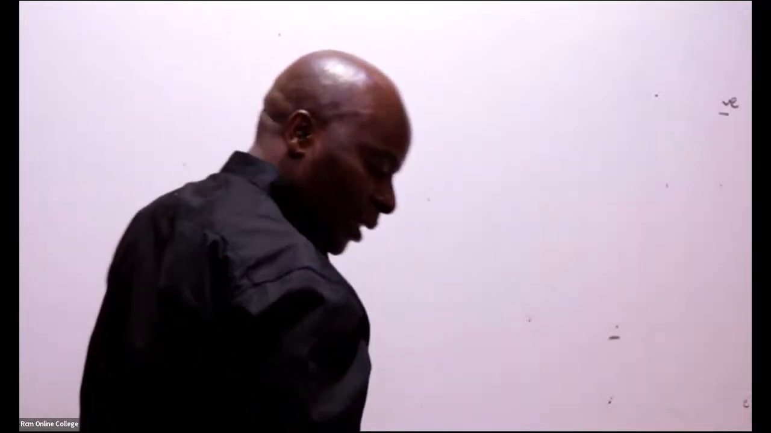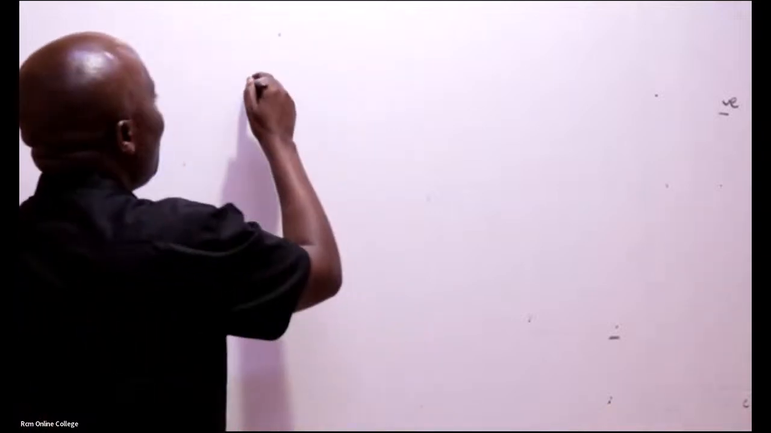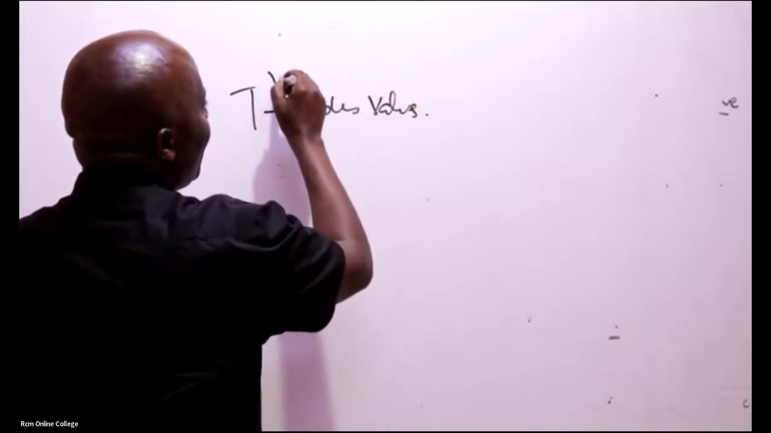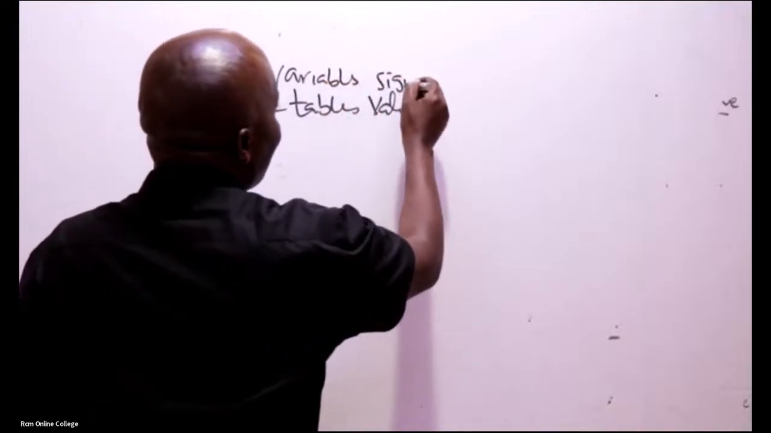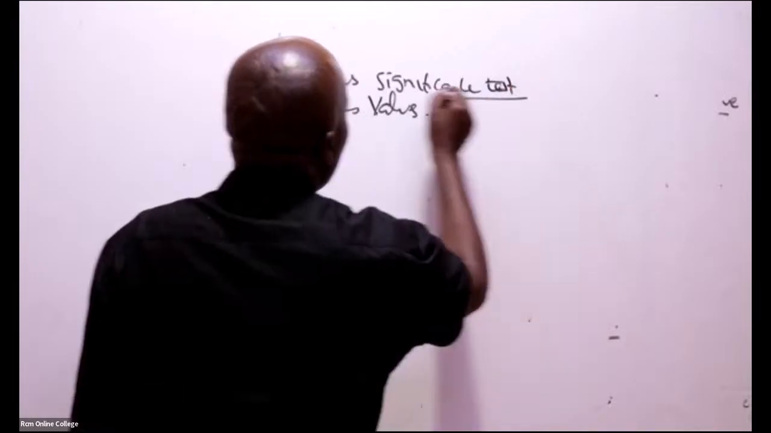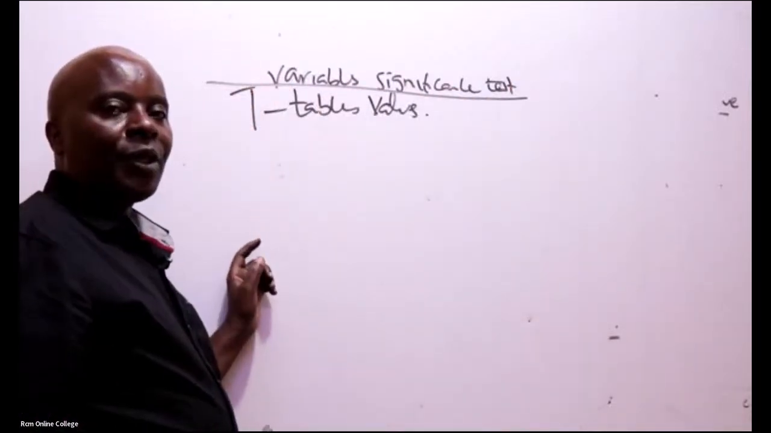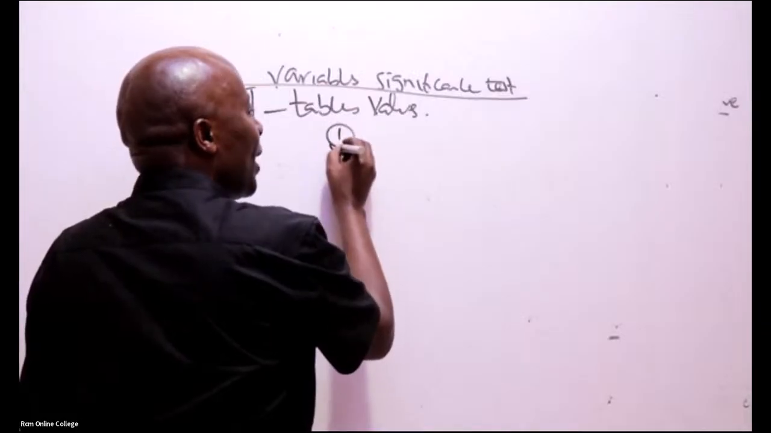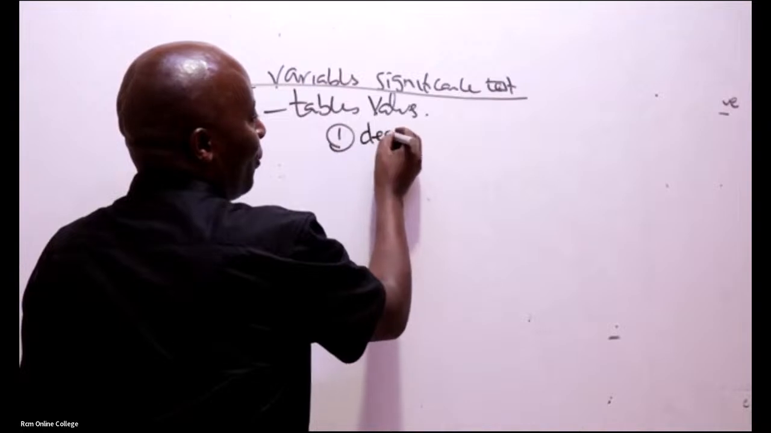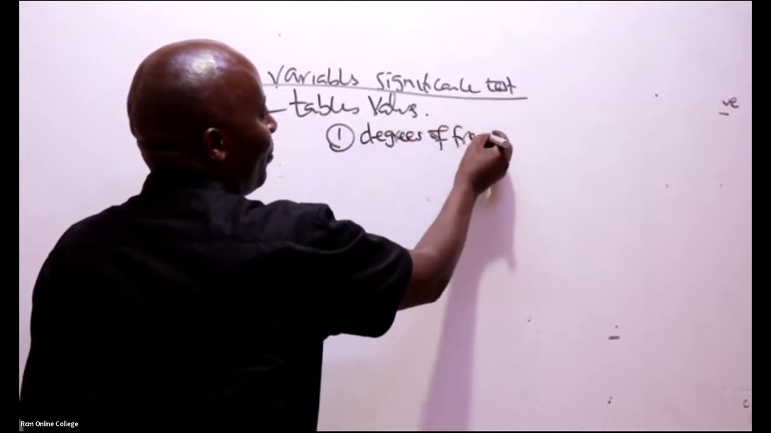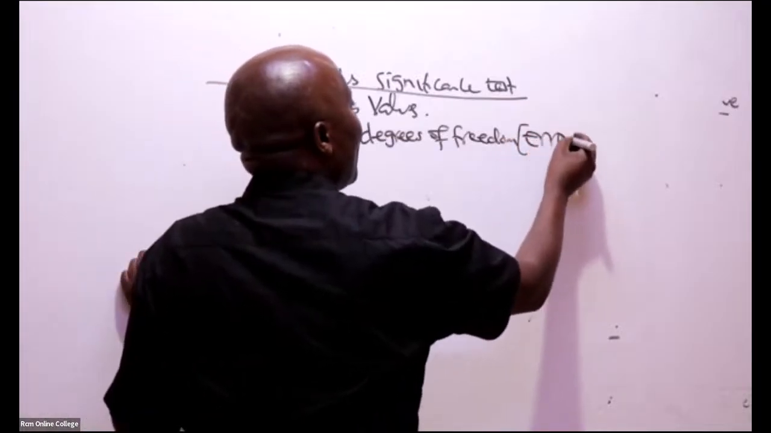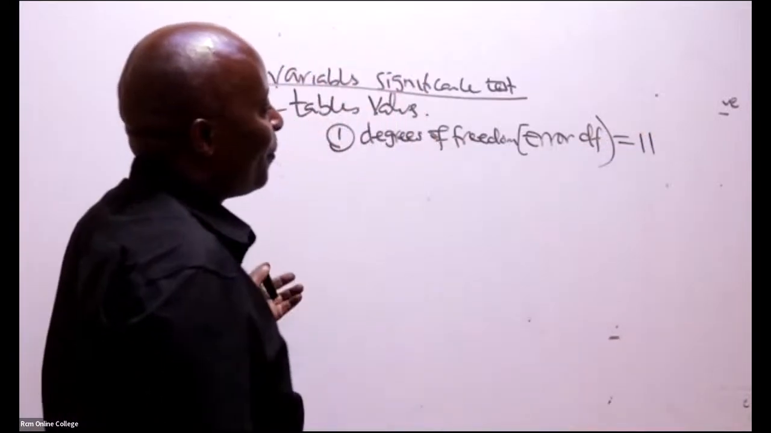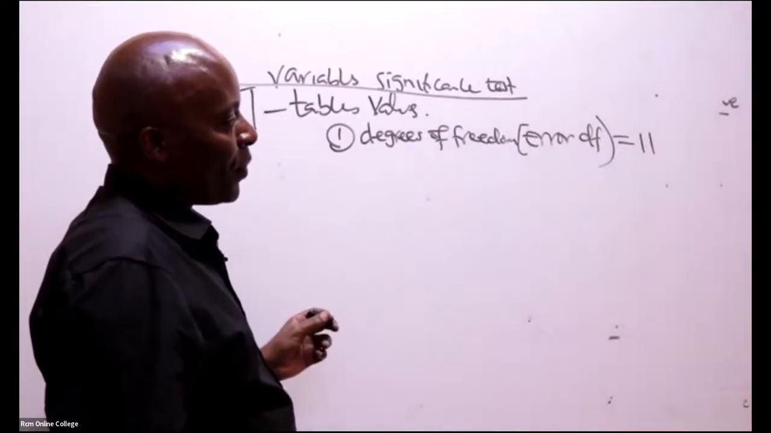So what we shall do is go ahead and read the T tables value, because these are variable significance tests, and we are using the T statistic. To read the T tables value, we need, number one, degrees of freedom. These will always be the error degrees of freedom, which you had given to me as 11.